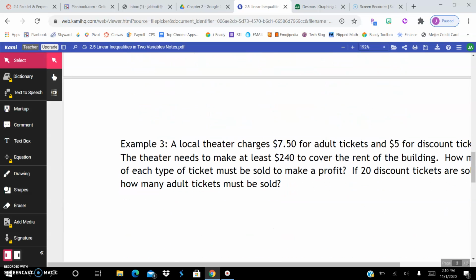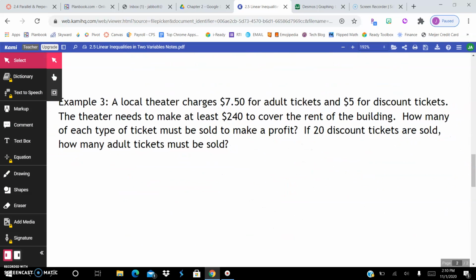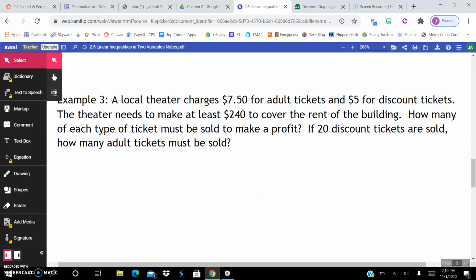Okay, moving on to example 3 here. It says a local theater charges $7.50 for adult tickets and $5 for discount tickets. The theater needs to make at least $240 to cover rent of the building. How many of each type of ticket must be sold to make a profit? And then if 20 tickets are sold, how many adult tickets must be sold?